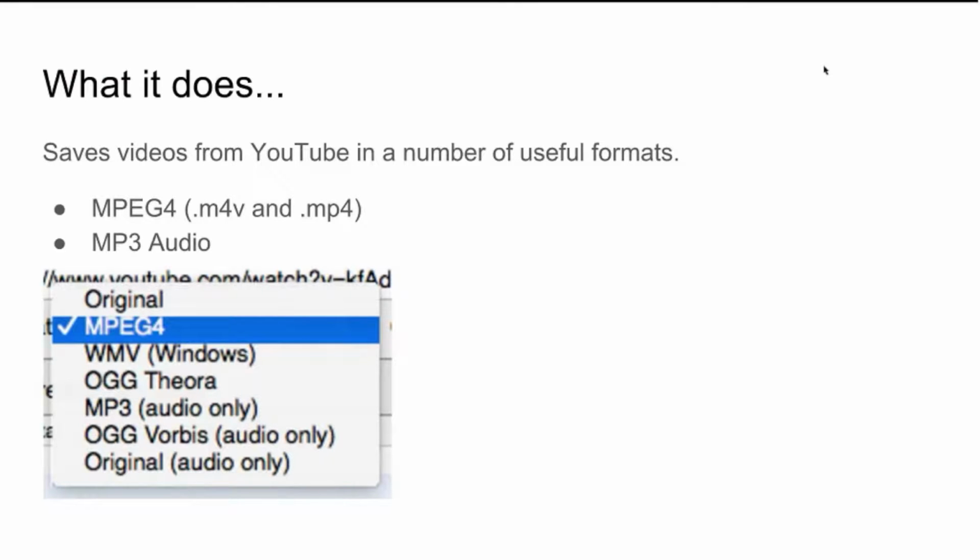So essentially what it does, it saves videos from YouTube in a number of useful formats. And obviously the main one here is MPEG-4, and that's going to be your MP4 or M4V video file, which is the fairly common video format that you'll find around on the internet. But another less used one, but interesting, is MP3 audio. So you can often find music files and other things on YouTube, and you really don't want the video part, you just want the audio. So it's a great way to get different kinds of music to put onto your computer, and you can just download them directly from YouTube.